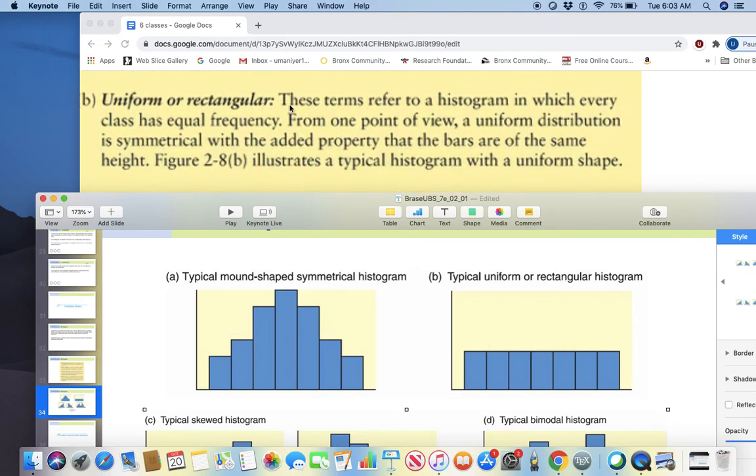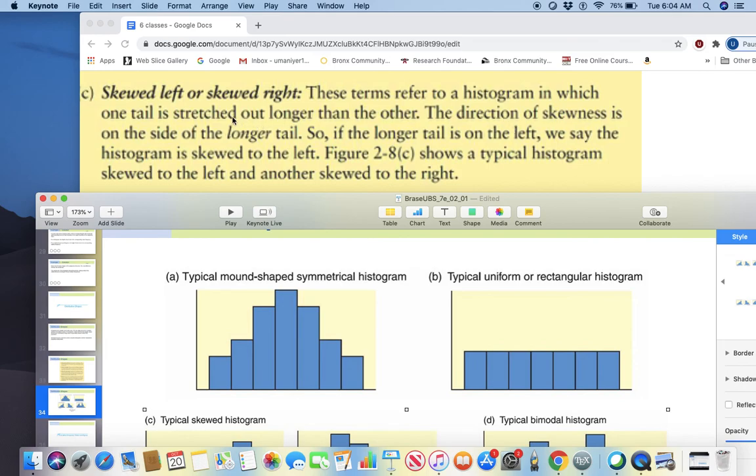Uniform or rectangular. This refers to a histogram in which every class has equal frequency. So every class gets the same height. So this is therefore called uniform or rectangular, as the name suggests. Your picture is rectangular.